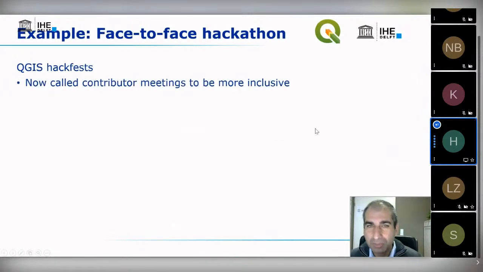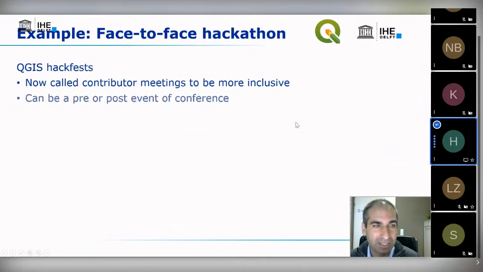Now, they are called contributor meetings because there are more ways than just contributing by coding. You can also work on improving the documentation or working on other aspects of the project. It's often a pre or post-conference event. So if it's a post-conference event, you can even get inspired by sessions at a conference. It can also be standalone.